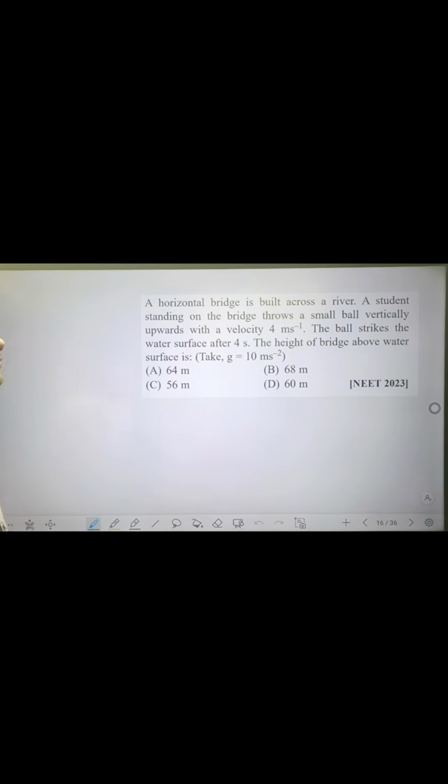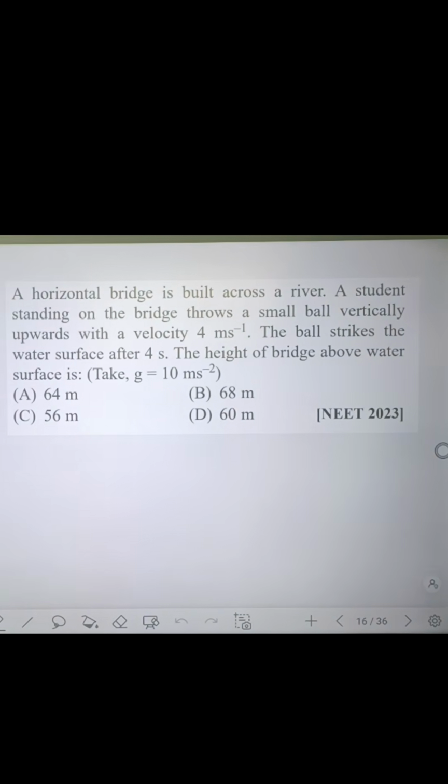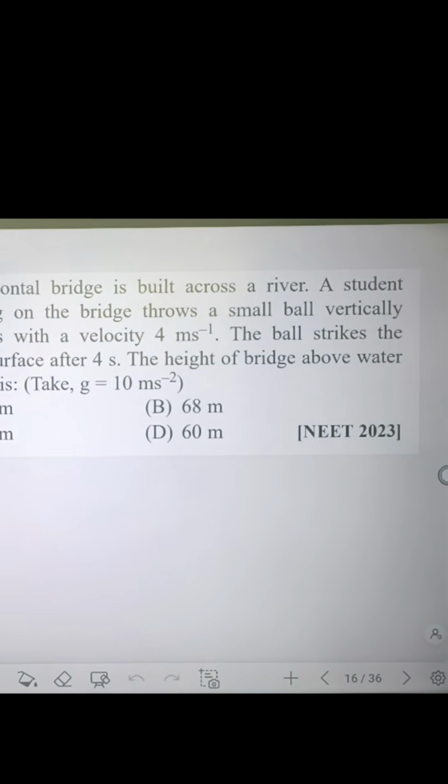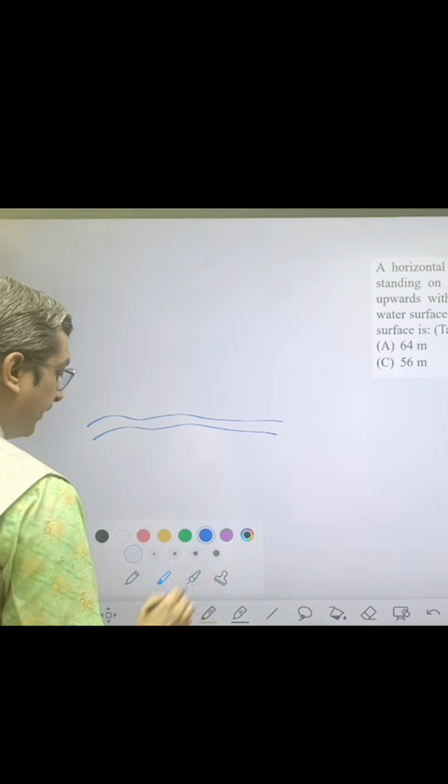A horizontal bridge is built across a river. A student is standing on the bridge and throws a ball vertically upwards with a velocity of 4 meters per second. The ball strikes the water surface after 4 seconds. The height of the bridge above the water surface is what? Here is the surface of water, and here is the bridge.